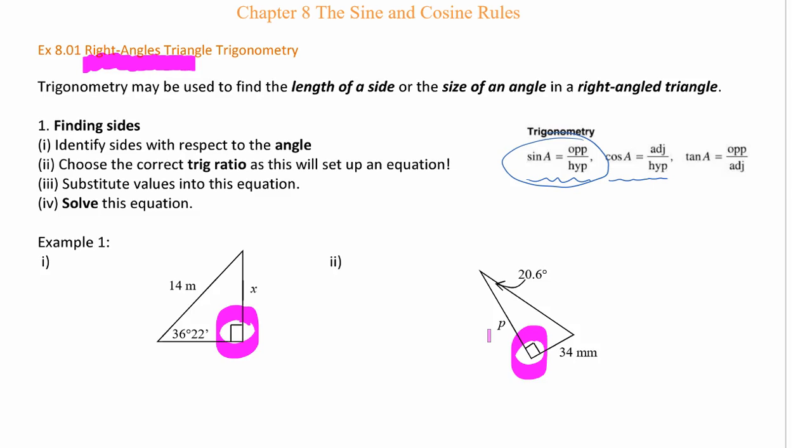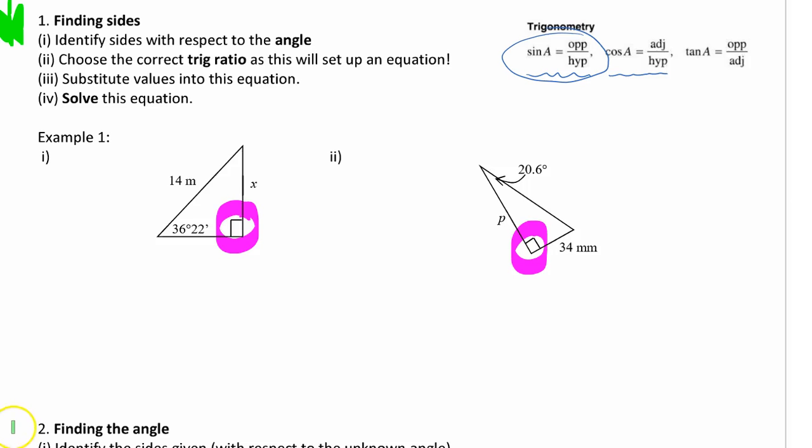So I've separated this first example into finding sides, and just here at the bottom, we'll be finding an angle. The process is almost the same. There's one slight difference. So if you can remember these 4 steps, that will really help.